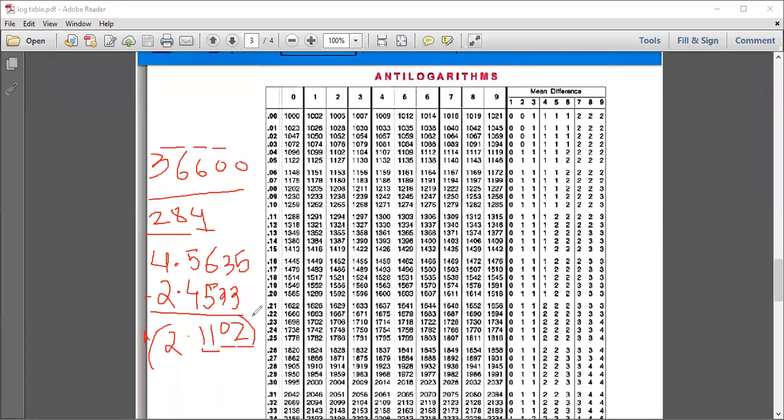All right. So 0.11 under 0. So here is 0.11 under 0, and the mean difference column is 2. So on the same line, if we go forward to the mean difference column 2, you'll find the number 1. So the answer I'll be writing over here. We got the answer as 1288.